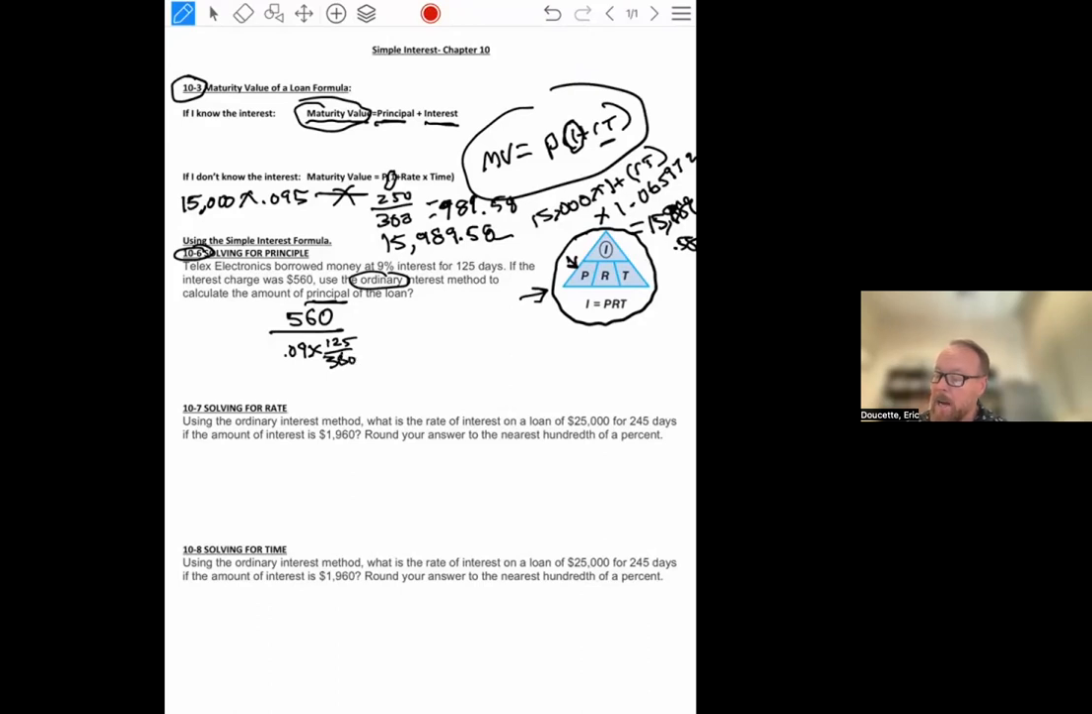And then I'm going to divide those two together. But I want to start by solving the problem on the bottom first so that I get an accurate denominator. All right, so I want to solve the bottom first. So 0.09 times 125.360 equals 0.0312. That's going to be my denominator.